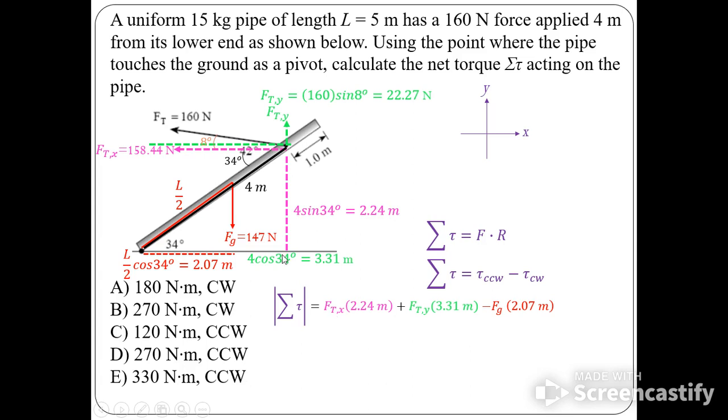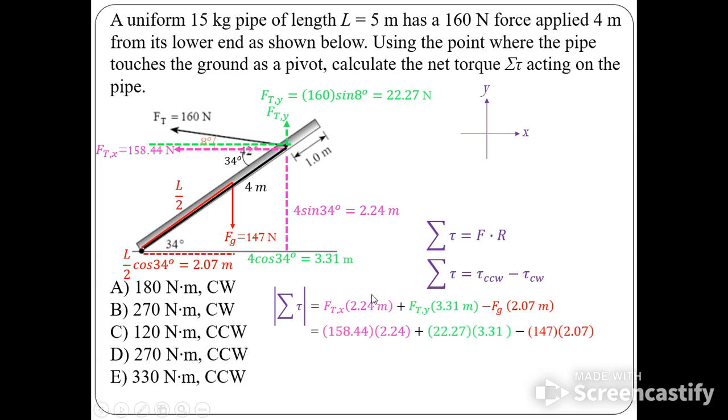So I have F of tx, which is up here, times the lever arm that's perpendicular, which is 2.24 meters, color-coded there for you again. And then F of ty, which is up here. And F of ty uses this lever arm, that's the dashed line. Again, that's the relation drawn down here. I just moved it up there. It doesn't change anything. And the length of that is 3.31. Minus, because F of g is going to produce a counter torque, aka in the clockwise direction. So the weight of that times the lever arm, again, which is down here. So you just have to do a few triangles and make sure you use perpendicular components.